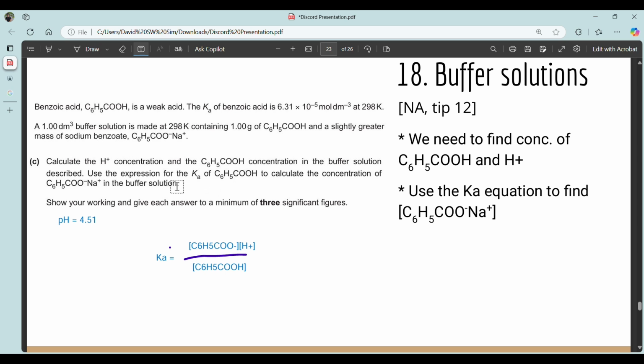So basically we need to find the concentration of C6H5COO- and Na+, which is sodium benzoate, which is basically equivalent to concentration of the benzoate ion. Why is this so? Because when we put this into the solution, almost all of it will dissociate into C6H5COO- and Na+. It will split up. So the concentration of this one is equivalent to whatever concentration of C6H5COO- and Na+ is in the solution.